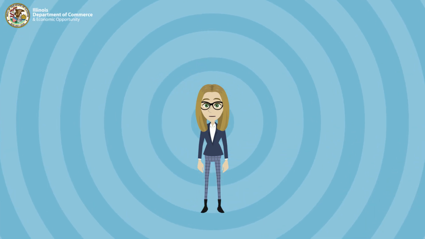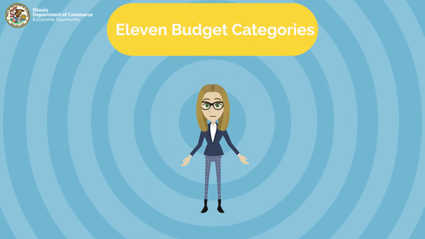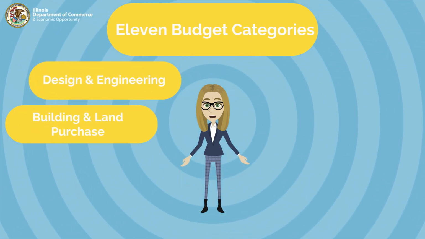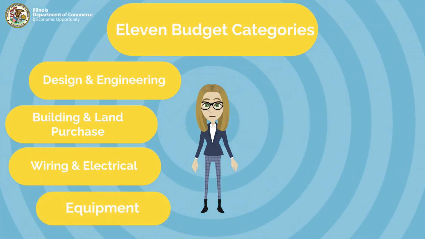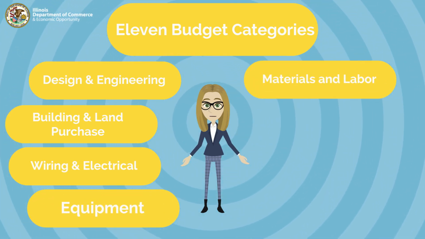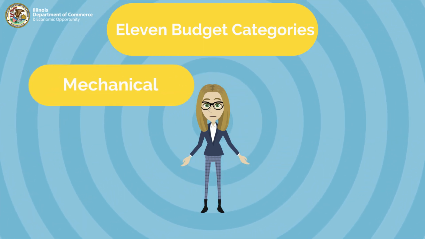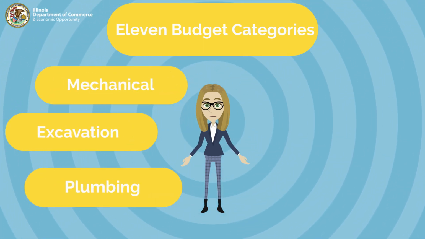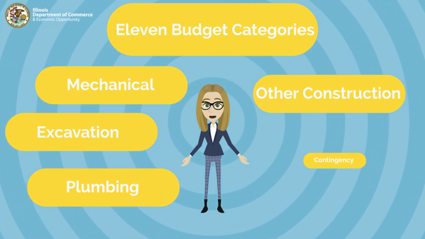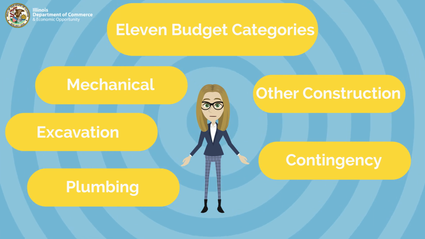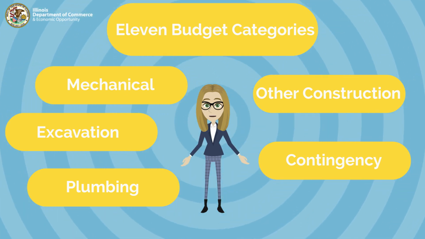The capital budget template has 11 budget categories: design and engineering, building and land purchase, wiring and electrical, equipment, materials and labor, paving, construction management, mechanical, excavation, plumbing, other construction, and contingency. Grantees do not have to utilize all 11 categories, only the categories relevant to the project.